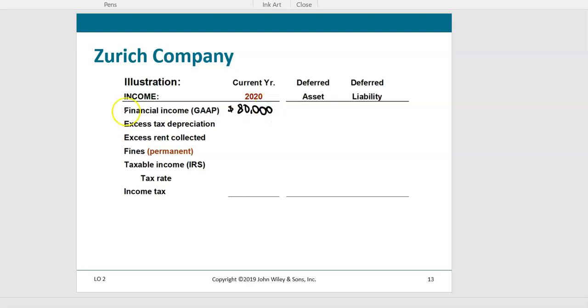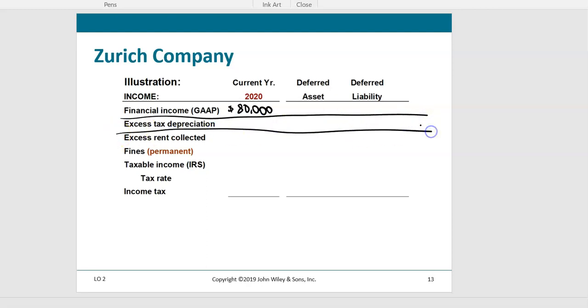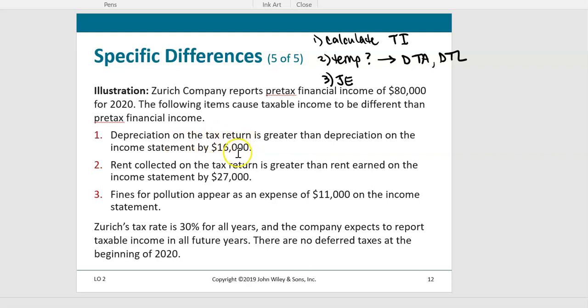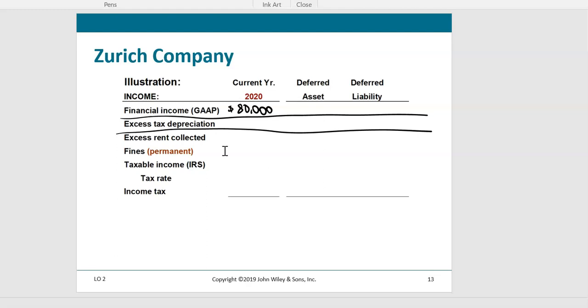Next, let's look at this excess tax depreciation. So we're told that on our tax form, our depreciation was $16,000 higher. So that depreciation expense was $16,000 greater on taxes than it was on book. So we do need to adjust for that. If we're starting from our book income, our pre-tax income of $80,000, are we going to add or subtract the $16,000? Well, our taxable income had greater depreciation expense, which means our taxable income was $16,000 lower. So we're going to subtract that.